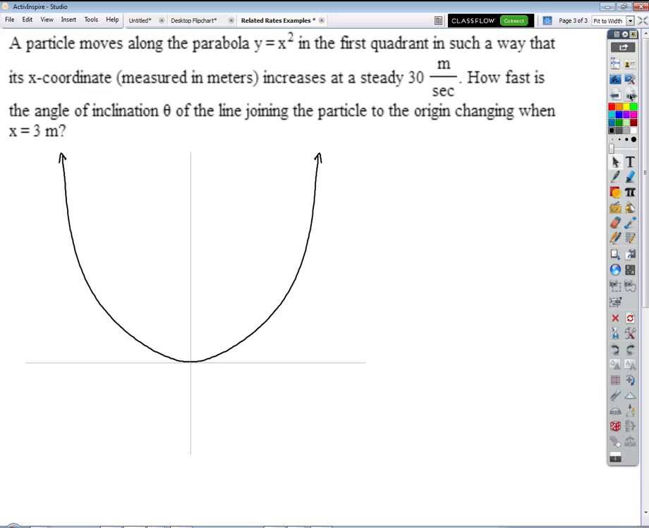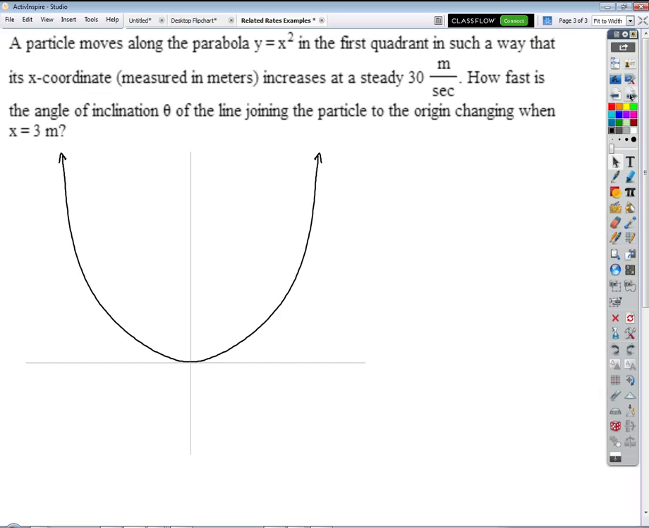So a particle moves along the parabola y equals x squared in the first quadrant in such a way that its x coordinate increases at a steady 30 meters per second. How fast is the angle of inclination theta of the line joining the particle to the origin changing when x equals 3? So what do we probably want to do here?